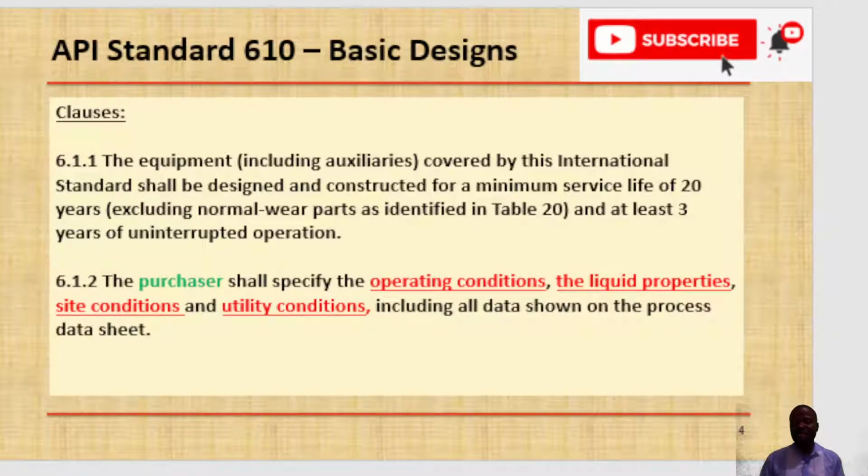Another clause is that the purchaser shall specify the operating conditions. So if you are going to be the purchaser of your centrifugal pump, the purchaser shall specify the operating conditions, the liquid property, the site conditions, and utility conditions, including all data shown on the process data sheet.